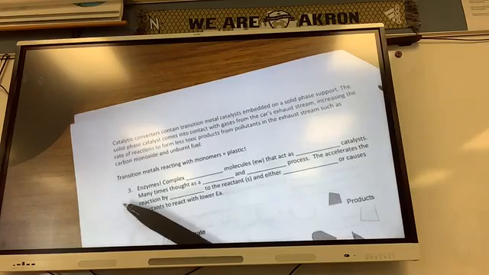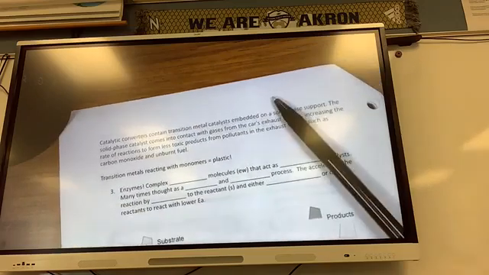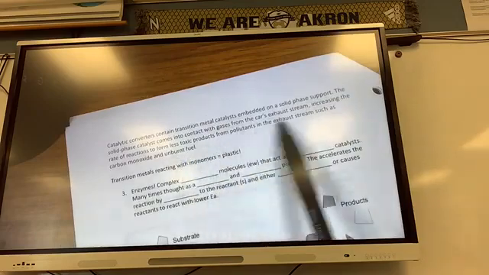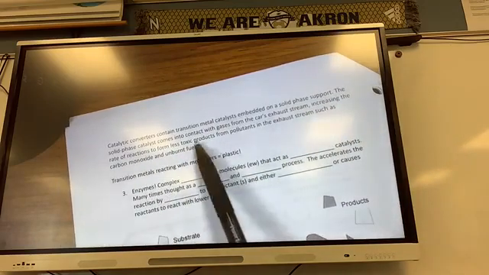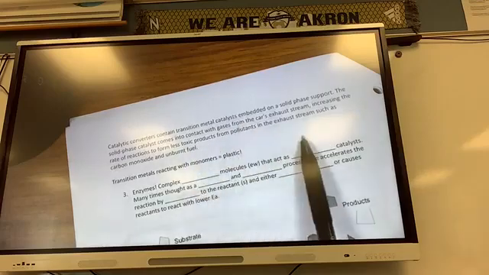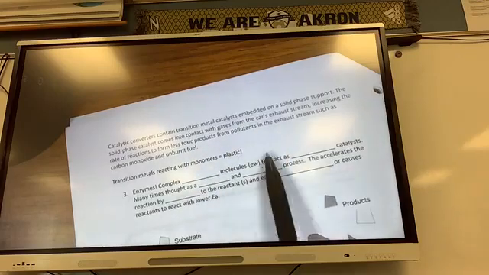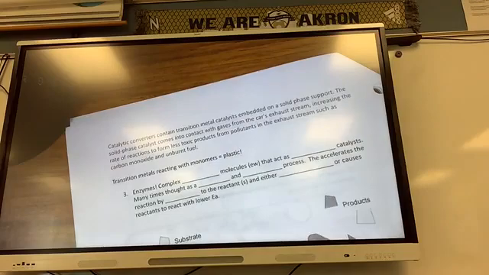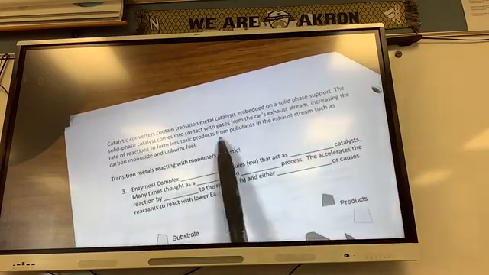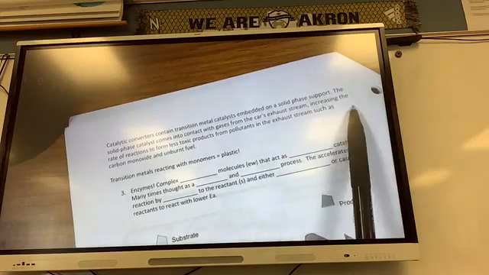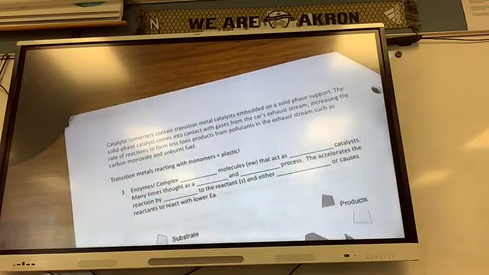All right. Back to catalytic converters. The solid phase catalyst comes into contact with gases from the exhaust, which are not good, increasing the rate of reaction to form less toxic products from the pollutants in the exhaust stream, such as carbon monoxide and unburnt fuel.